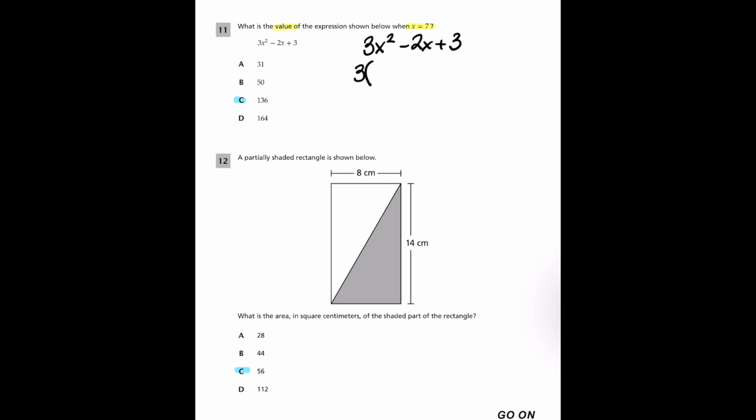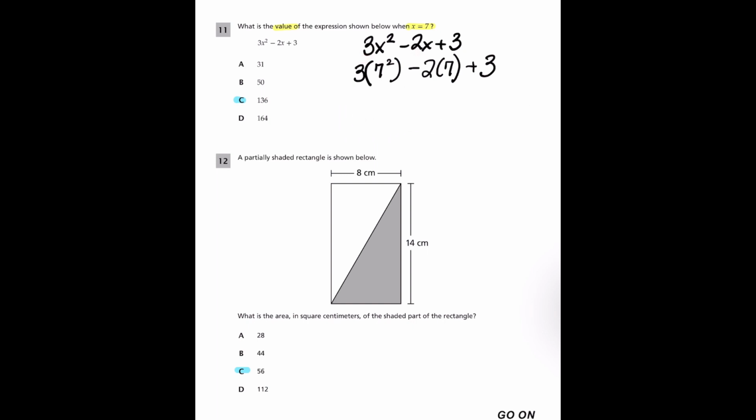Now notice, because I have a coefficient, I'm going to use parentheses. Minus 2, again, 2 times 7 in parentheses, plus 3. It's a common problem where I've seen some kids not put the parentheses and they have something that looks like this. That is incorrect because this is telling me that it is 2 times a number. This is 3 times a number squared. So please make sure you're using parentheses if there is a coefficient in front and you're substituting.